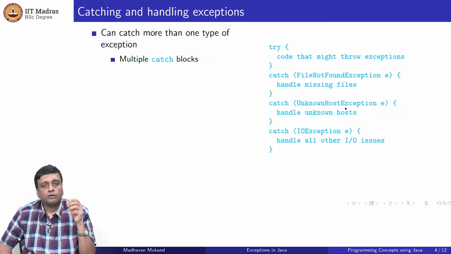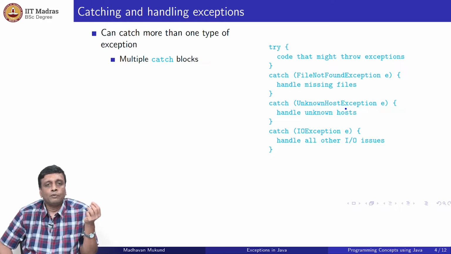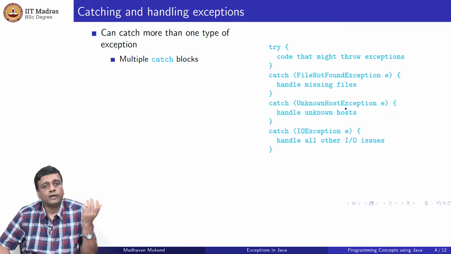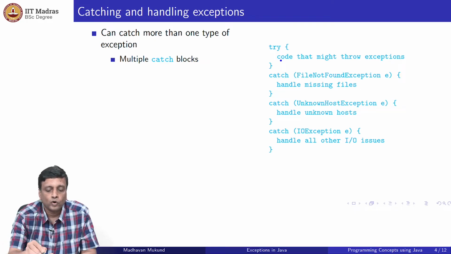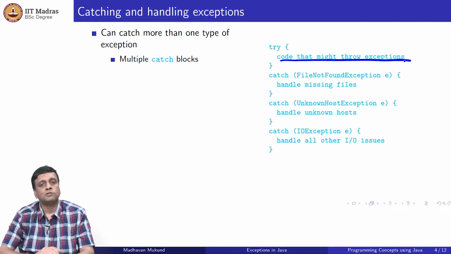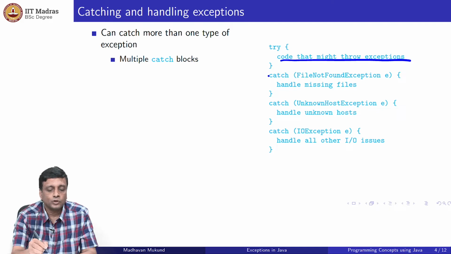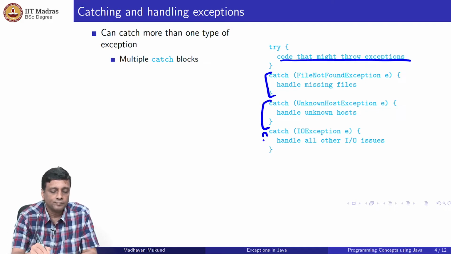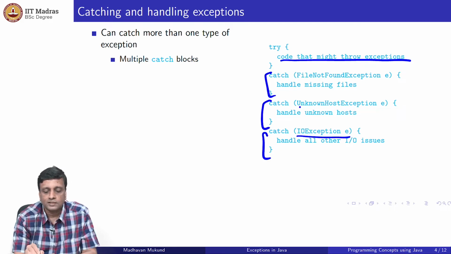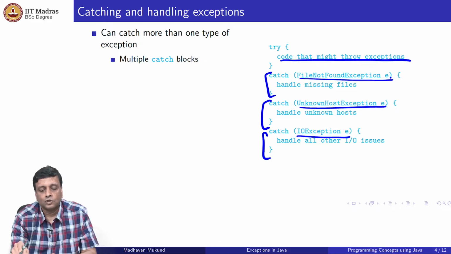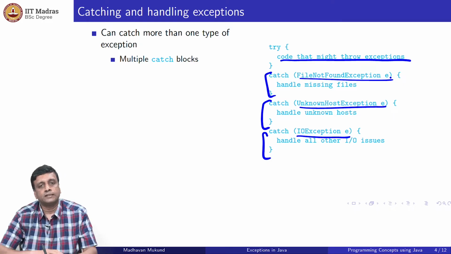So, what we saw is that we want to match the exception and catch it, but there may be multiple types of errors. The good thing is that you can have multiple catch blocks associated with one try, because this code might generate many different types of exceptions and you might have to take different corrective action depending on the type of exception, right. So, you have several catch blocks here and each of them catches a different type of exception.